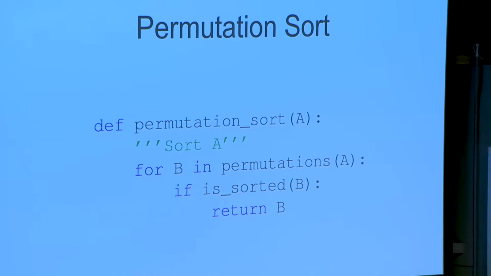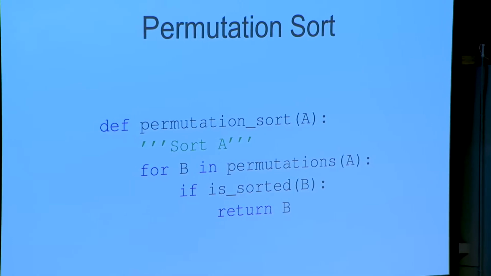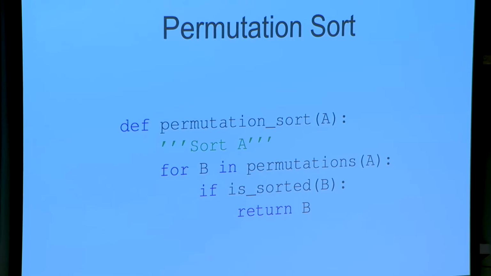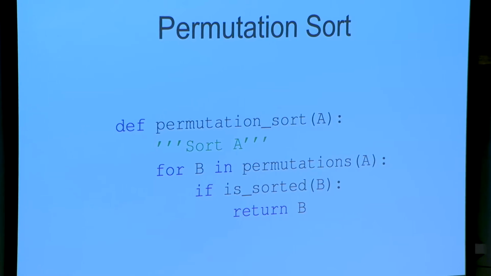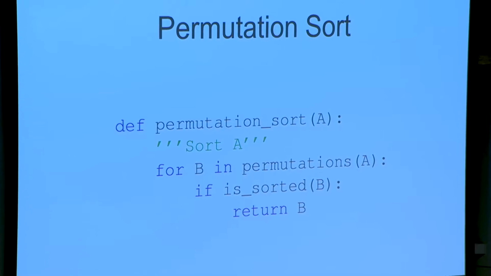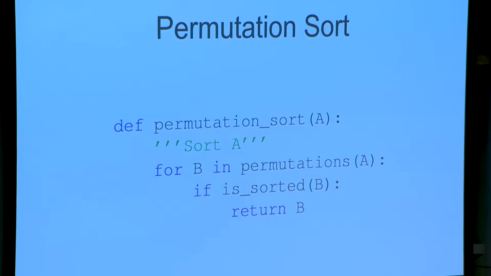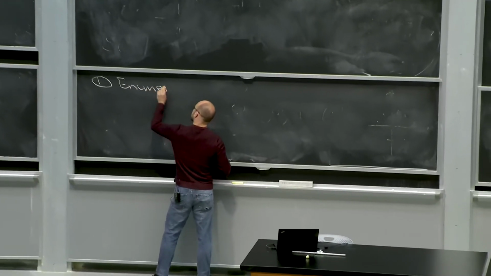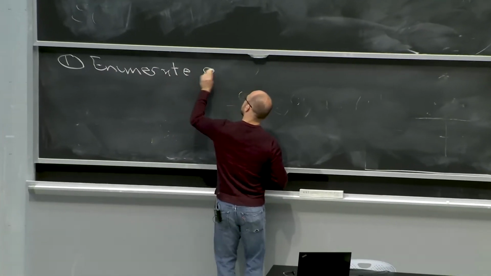So what's a very simple sorting algorithm? Well, list every possible permutation, and then just double check which one's in the right order. So there are two key pieces to this particular technique if we want to analyze it. I don't see a reason to belabor it too much. But one is that we have to enumerate the permutations.